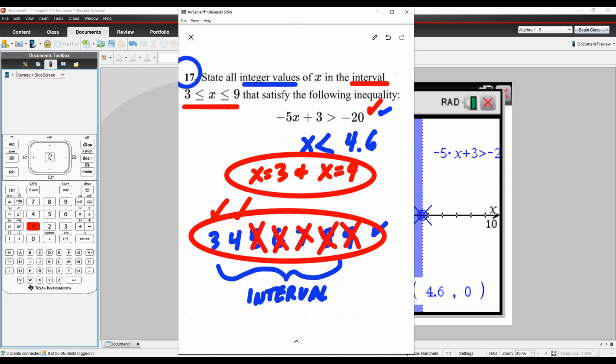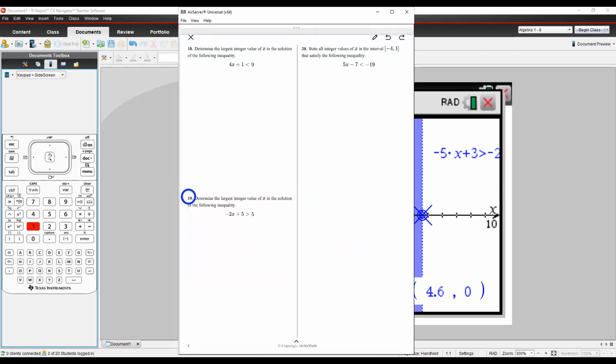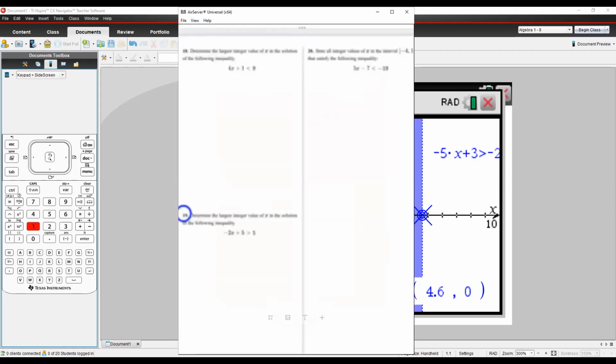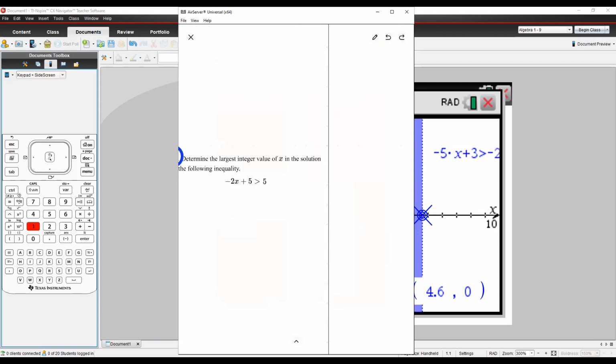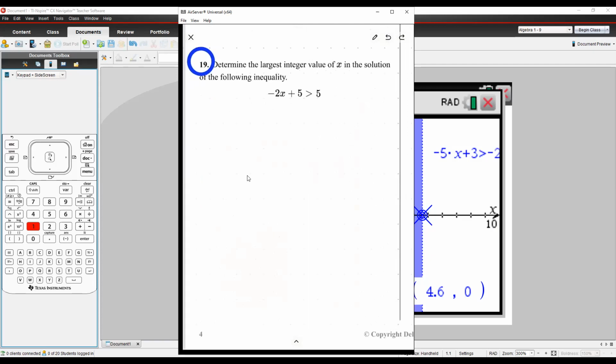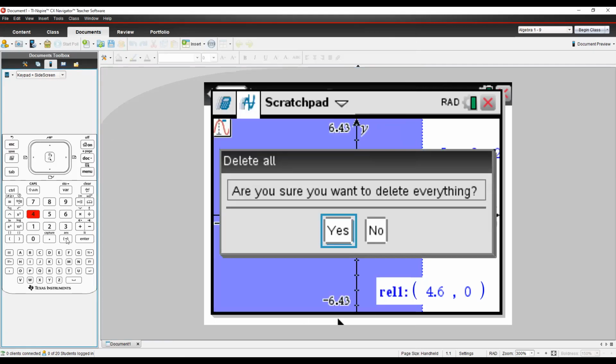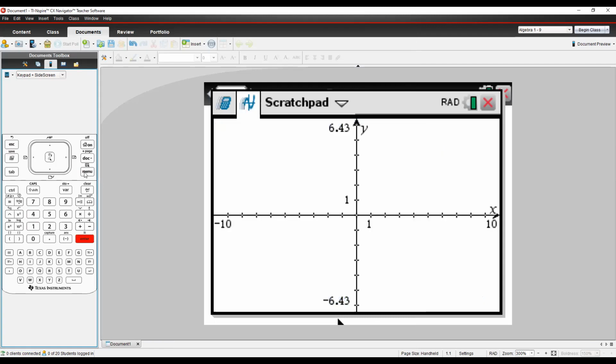All right, there's one more I want to do, and then I'm going to post this. I'm hopeful that this will be helpful to you. Let me grab this and bring this up so you can see it. That's number 19. First thing I'm going to do, let's get rid of this, menu 14. Yes. And then let's go back and look at the actual question.